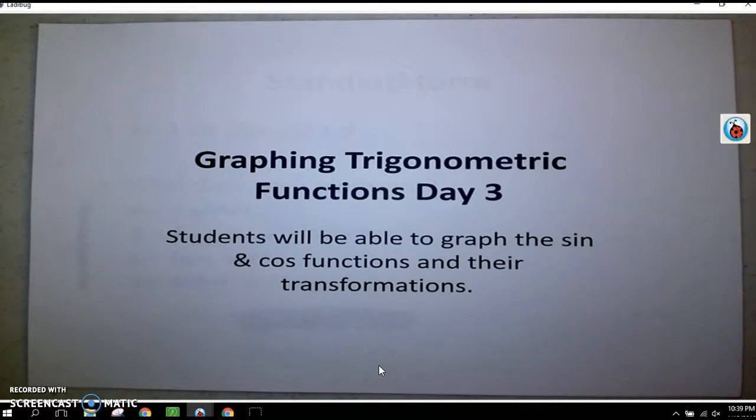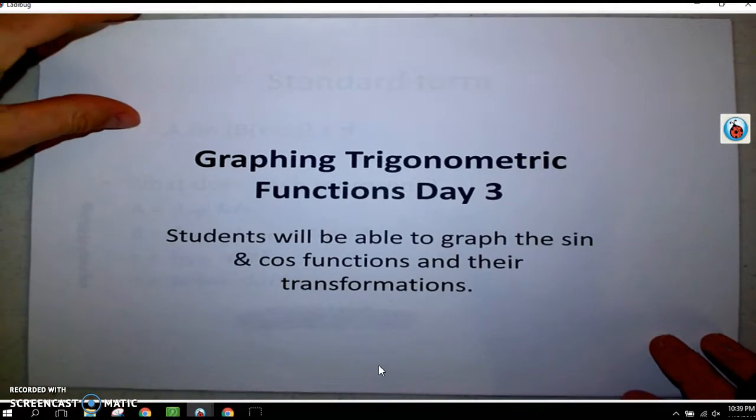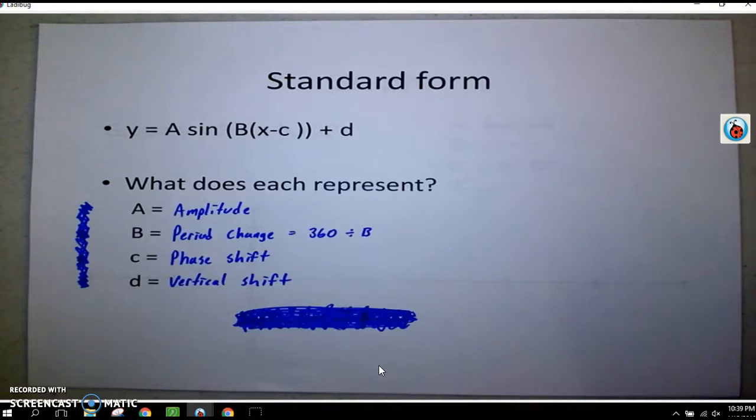All right, let's take a look at day 3 for graphing trig. It's going to get a little bit more advanced today. Reminder of standard form, and disregard the scribbles. I changed my mind on how I wanted to do some things here.